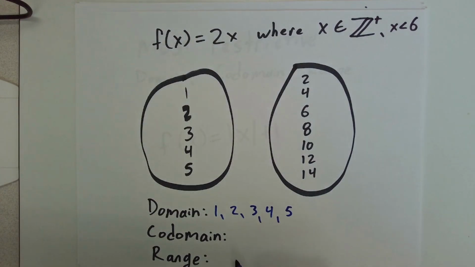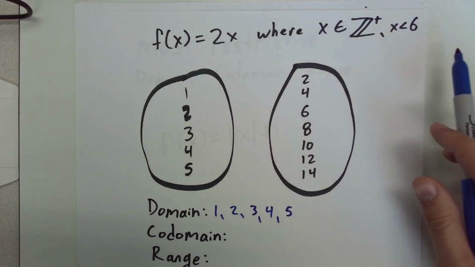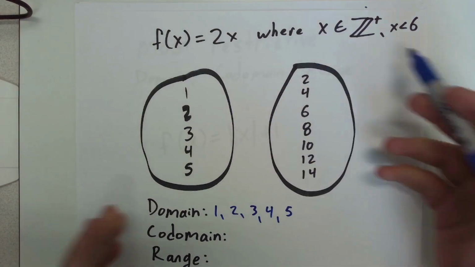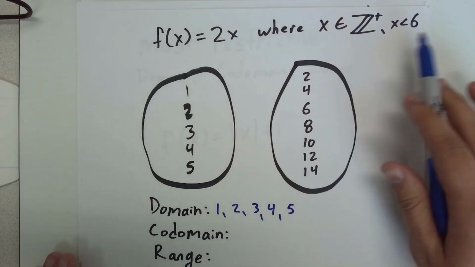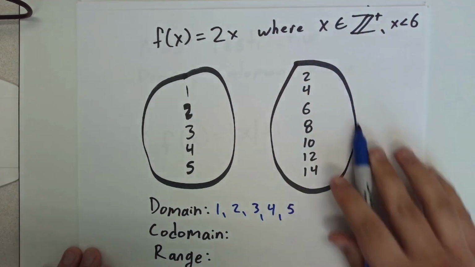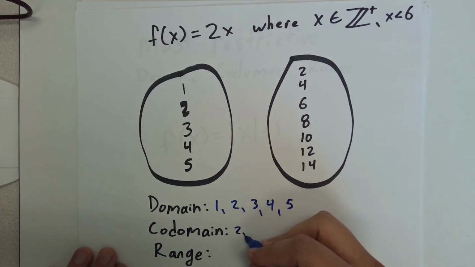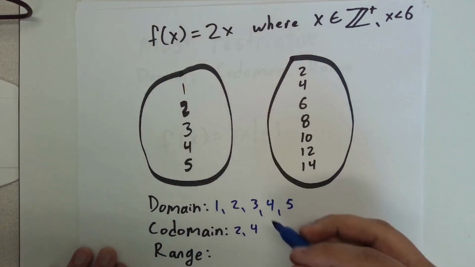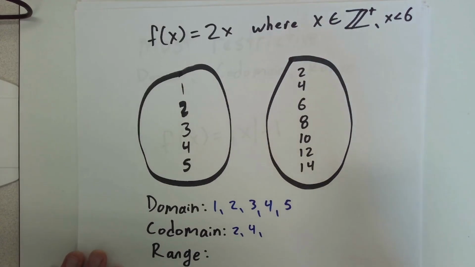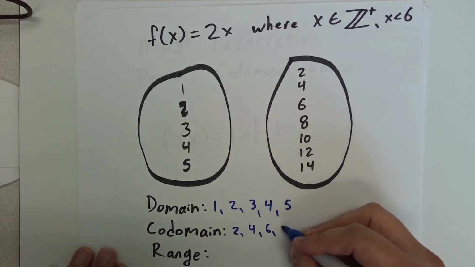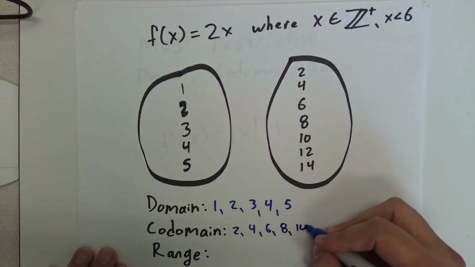Our codomain. Our codomain is just anything that this could produce, right? And it looks like it could really produce anything that fits this description. But I've also got kind of an example listed out over here. So this gives us the 2. 2 times 2 is 4. 2 times 3 is 6. 8. And we just have all the even numbers.